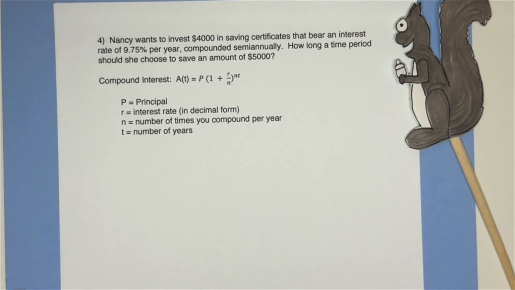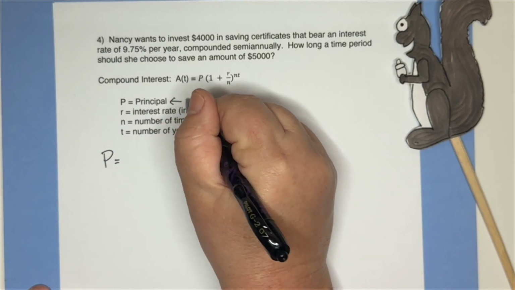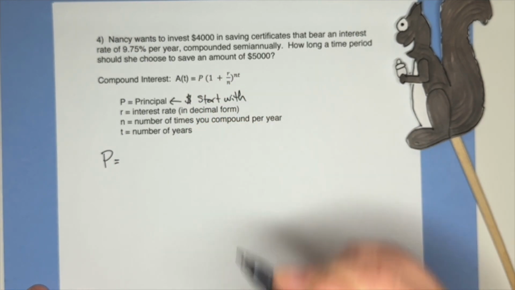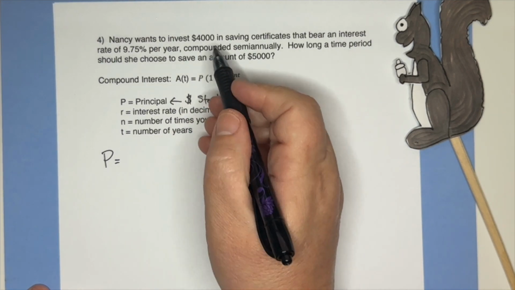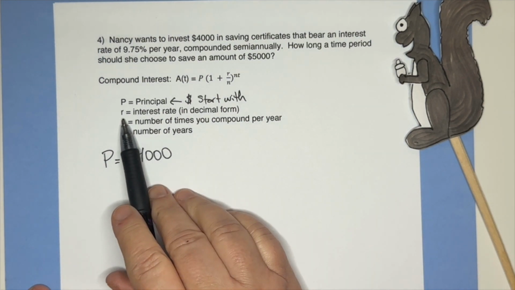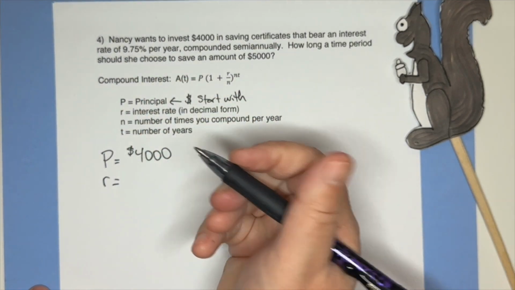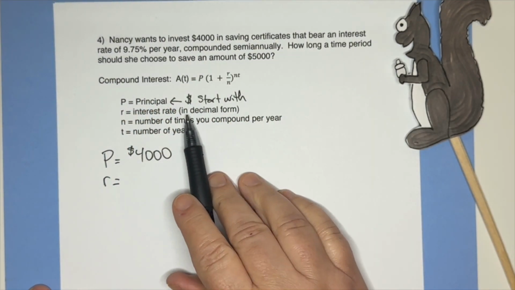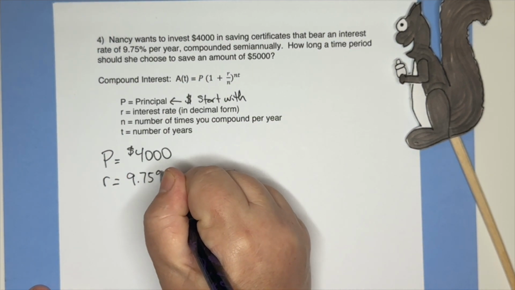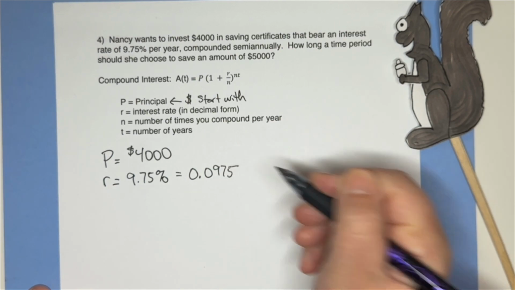So basically, the P, which is the principal, that's the money you start with. So your principal is what you start with. So in this case, the principal is $4,000. Woo! R is the interest rate. Okay, what's our interest rate? 9.75%, but it's supposed to be in decimal form. So since it's 9.75%, we have to rewrite it as 0.0975. Okay?